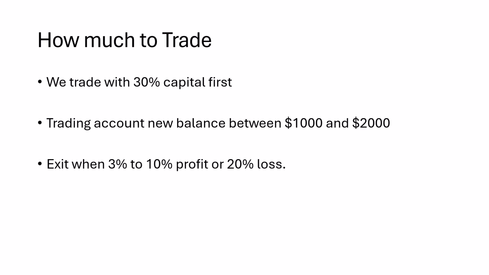So what we are going to do is, we don't get in with all the money. We just trade only 30% of the capital with this strategy, and then we'll exit that trade before even entering the next trade. So our capital needed is anywhere between $1,000 and $2,000, and we exit when we are above 3% or up to 10% above the price. And on an unexpected day, we get out of the options contract when we are at a 20% loss.